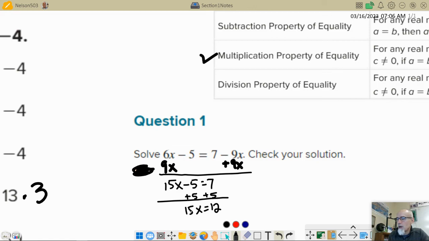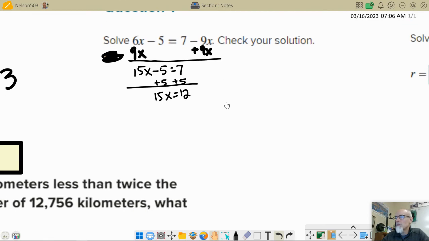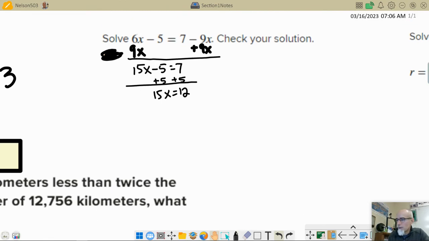And then I'm going to divide by 15 on both sides here. So let me move that up. And then if I divide both sides by 15, I end up with x equals 12/15.